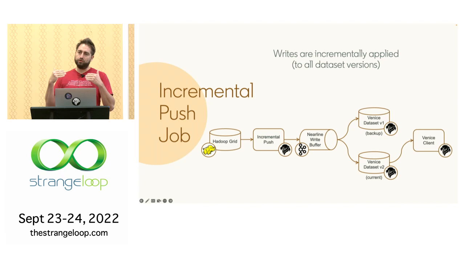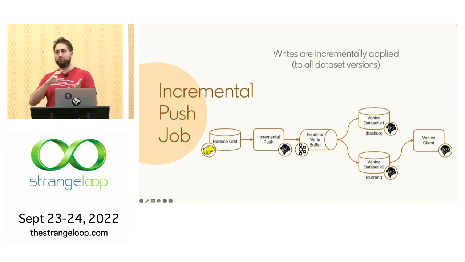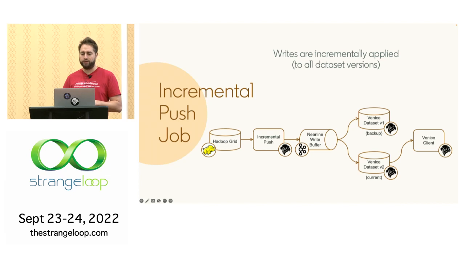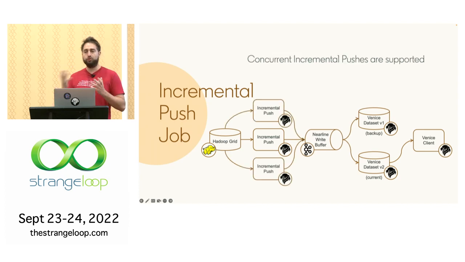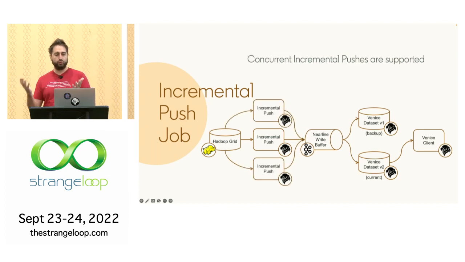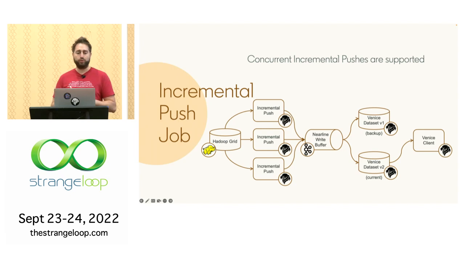Instead, the data is incrementally added into the data set. And if you happen to have multiple versions of your data set, then it gets added to all versions of the data set. This is achieved by writing into a buffer, which is essentially a Kafka topic that is managed by the Venice infrastructure. And I'll get back in the next slides over why it matters to us to have this as a buffer. Another difference is that the incremental push does support concurrent writing.